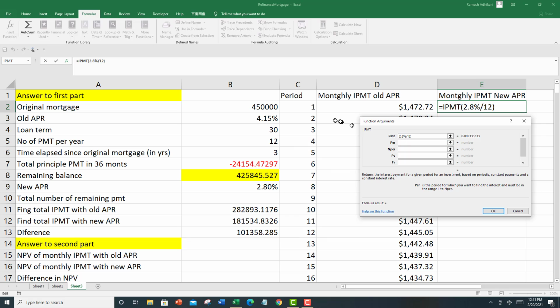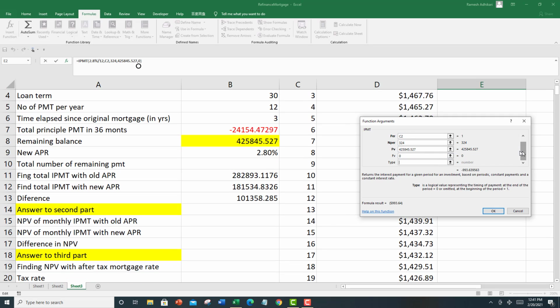And period, like earlier, you have to do this C1 because we want to compute this interest payment for the remaining period. I want to link that to the cell so that I can track the formula. Number of payments, like period, is 324, 27 times 12, right? Present value again, this loan amount, 425,845.527, right? That's our loan amount for the remaining balance, and future value again is going to be 0, and type, you can leave this blank, or I'm going to just put 0 here for consistency purposes.